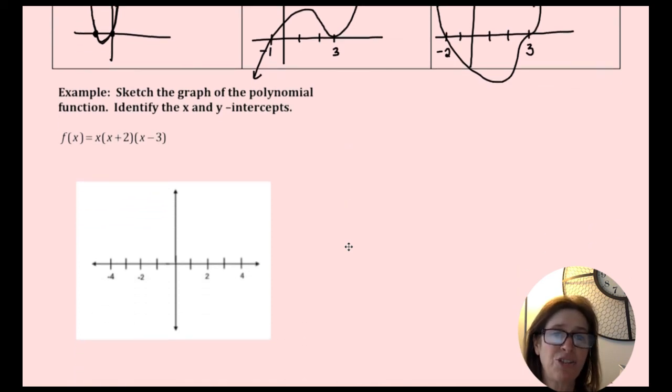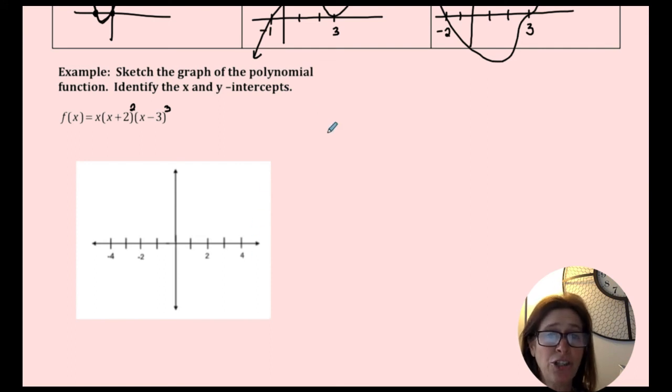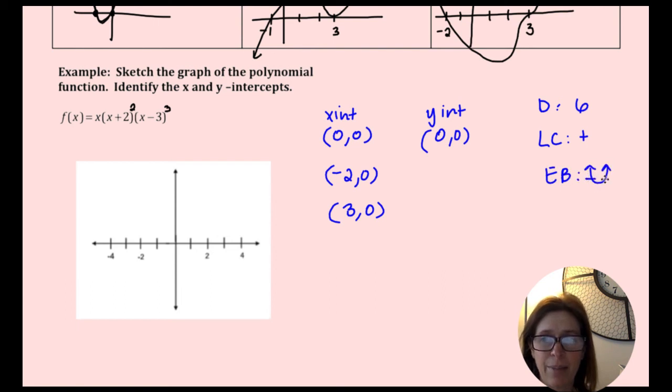All right, let's try this. I'm going to change this a little bit. I'm going to make this x times (x plus 2) squared times (x minus 3) cubed. So we have our x-intercepts: (0, 0), (-2, 0), and (3, 0). My y-intercept is also (0, 0). My degree is 6, and my leading coefficient is positive, so I know my end behavior is up, up.